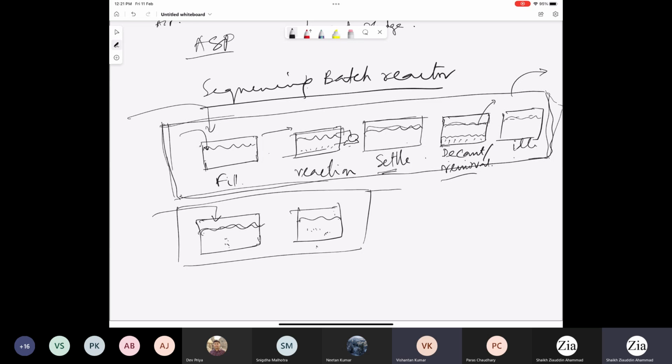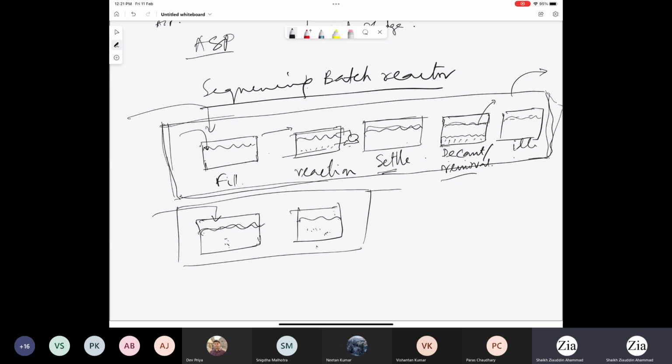So these are 5 different reactors, right? Yes, you can have that if you really want to have a continuous type of operation. And each reactor will experience all 5 stages: filling, reaction, settling, and removal, plus preparation for the next batch.